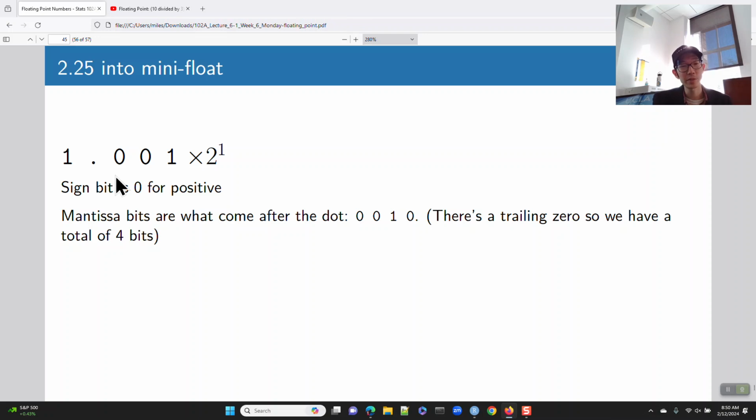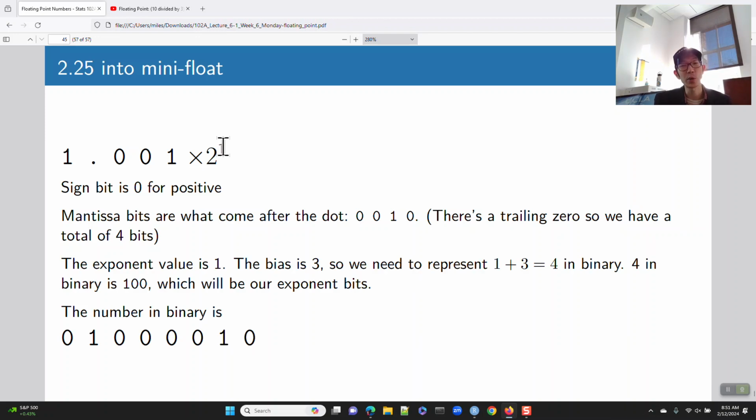Now we need to represent this. We're going to have 0 for the sign bit. Our mantissa bits are going to be 0, 0, 1, and then you can throw in a trailing 0, so our mantissa bits are 0, 0, 1, 0. And for the exponent, we need to represent a 1. We have a bias of 3, so we need to represent the number 4. If I do 1 plus 3, we get 4, which in binary is 1, 0, 0. So the number in binary is 0 for the sign, 1, 0, 0 for the exponent, and 0, 0, 1, 0 for the mantissa. And that's what we have there.